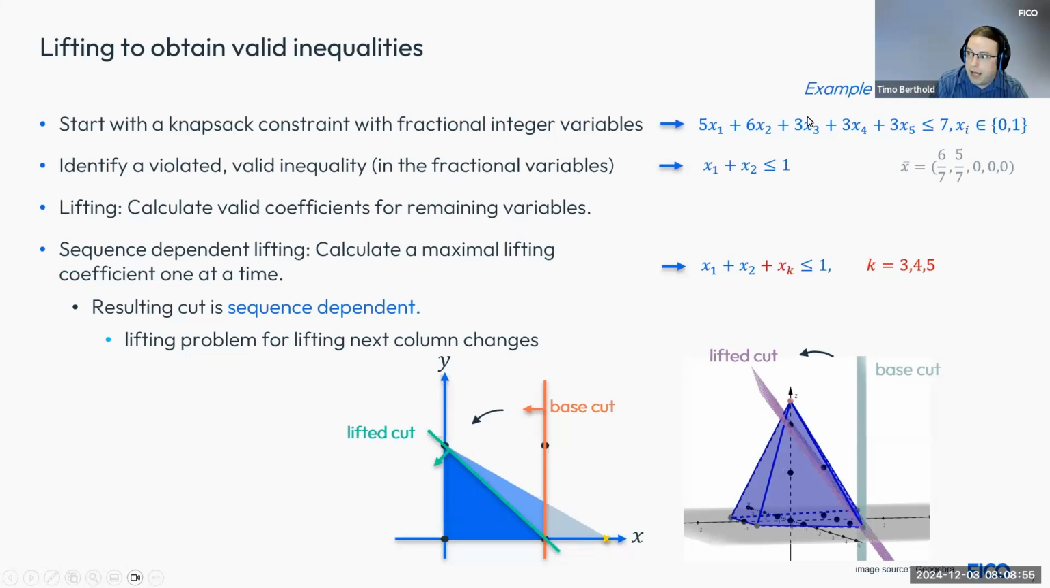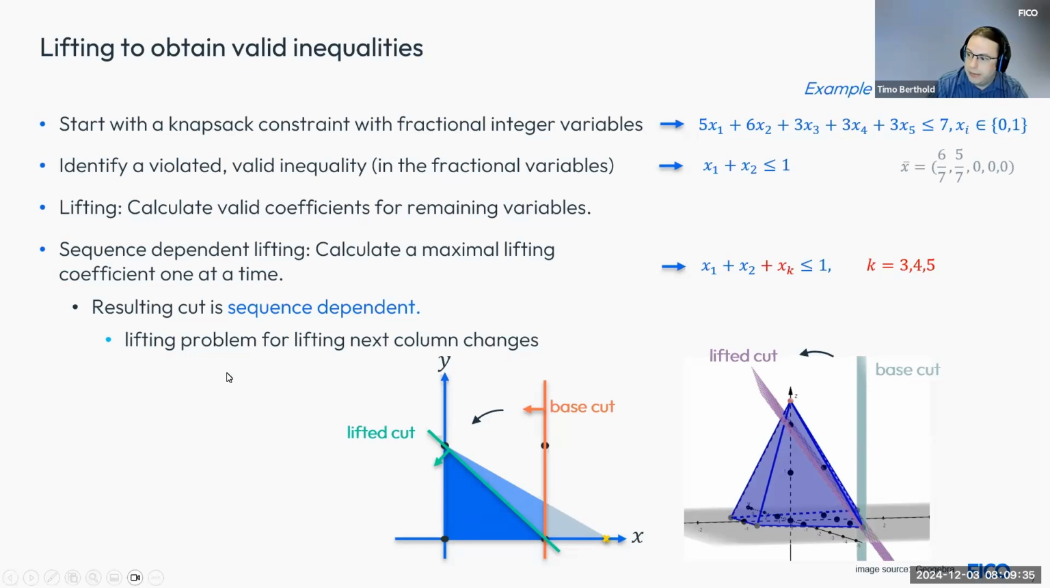As a matter of fact, looking at the different capacities here, we see that we could also add x3 to that cutting plane with the same argument, or x4 or x5, each of those. And then once we've done that, we are done with lifting. But this, as you see, is an approach where it matters with which variable you start. So you get a different cut in the end, whether you start lifting x3 or x4 or x5.